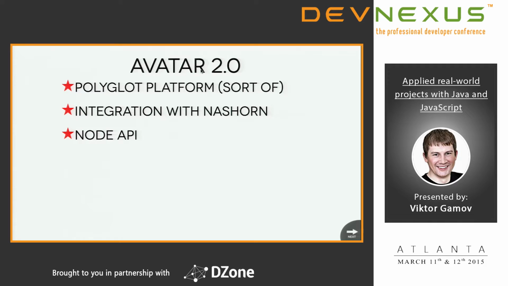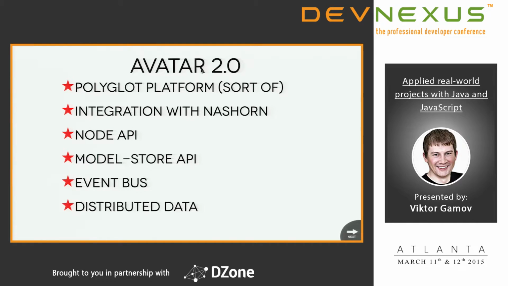It would use Nashorn, give you the Node.js API, and give you an API for implementing persistence based on the model store paradigm. Some of the JavaScript frameworks are using it. Same event bus, based on the Oracle Coherence distributed data grid. I guess they said it would be Oracle Coherence, but they want to use the JCache API.